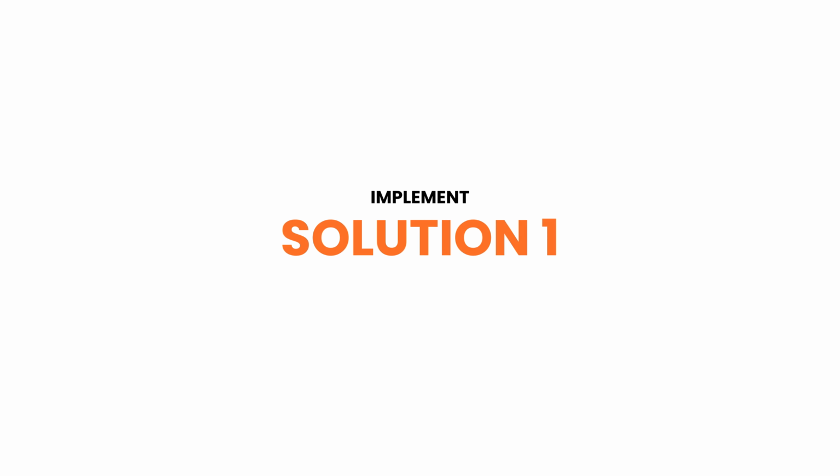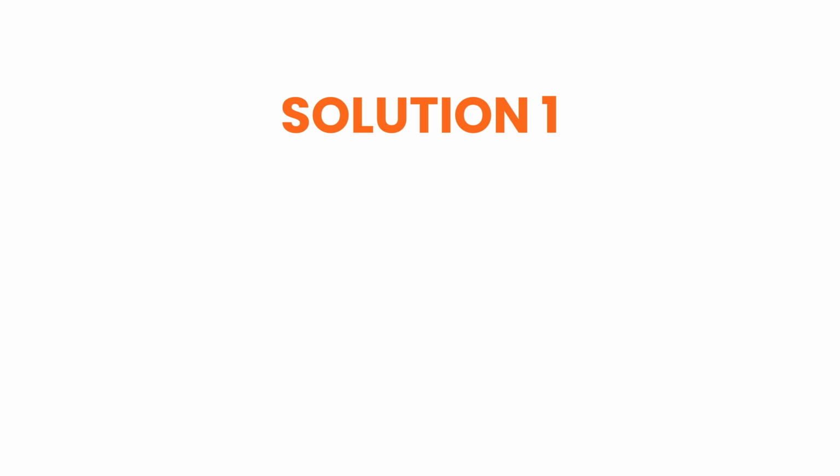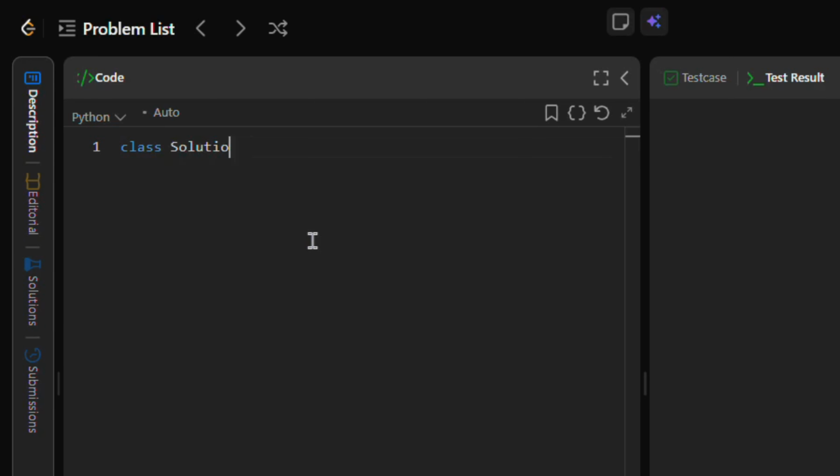Let's try to implement it using solution 1. We begin by defining a class named Solution. This is just the container that will hold our method. This sets up our function findMin, which receives a list of numbers and returns the smallest value inside it. We start by assuming the first number is the smallest. It's like saying, for now, this is our best guess.